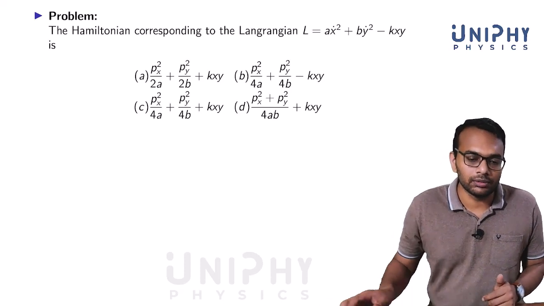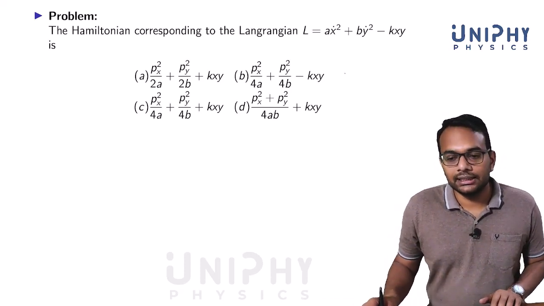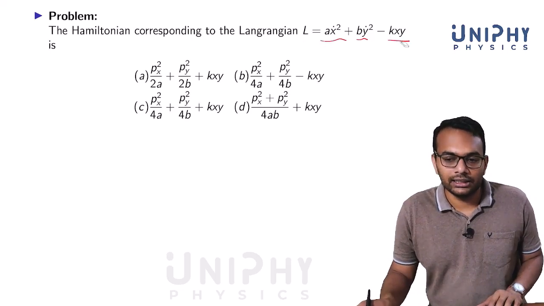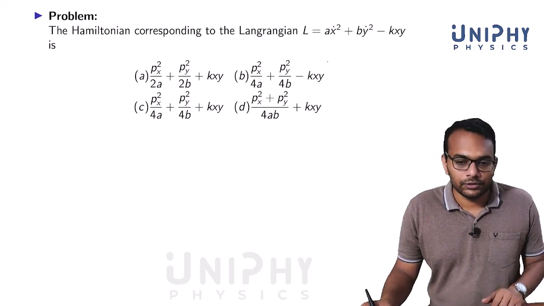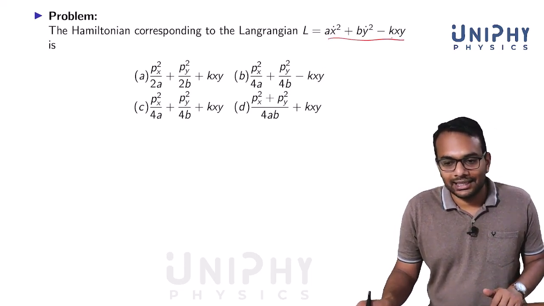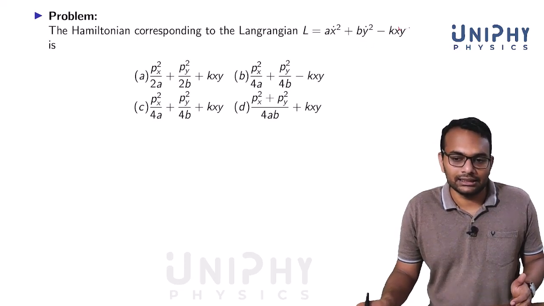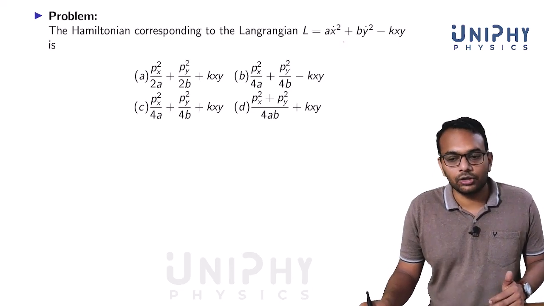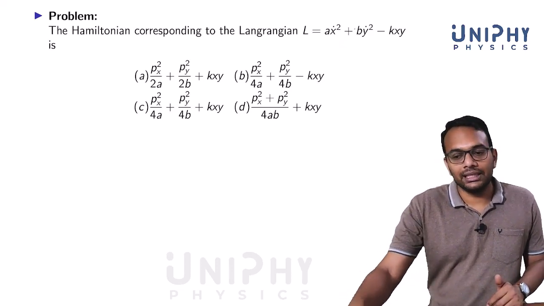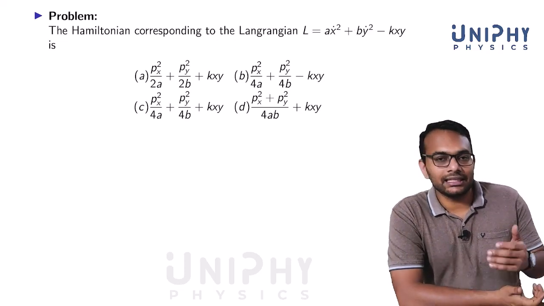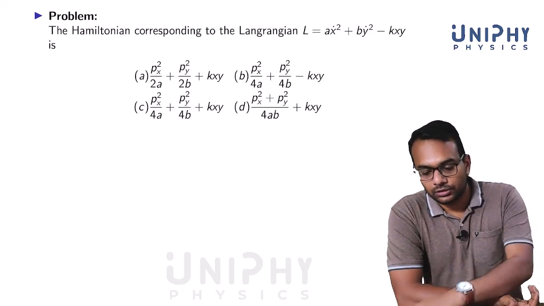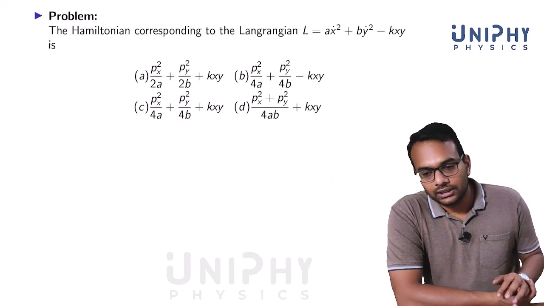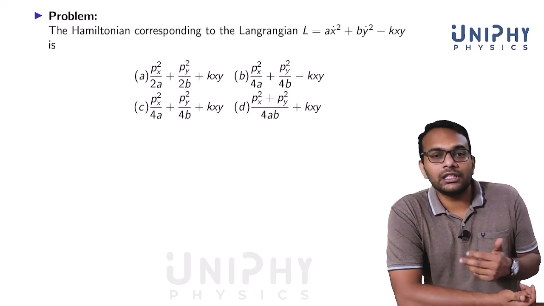Let's do one more problem. The Hamiltonian corresponding to a Lagrangian L equal to a x dot squared plus b y dot squared minus kxy. I'm not going to do this, it's an exercise for you. You may identify that you can write the Hamiltonian as T plus V. This is the potential energy term, so you can write T plus V and then get rid of x dot and y dot in favor of px and py. It's left as an exercise for you. The solution is given, but I ask you to solve the exercise by yourself without looking at the solution.